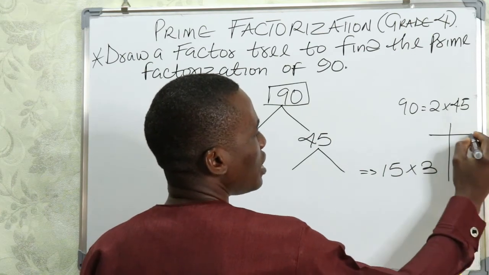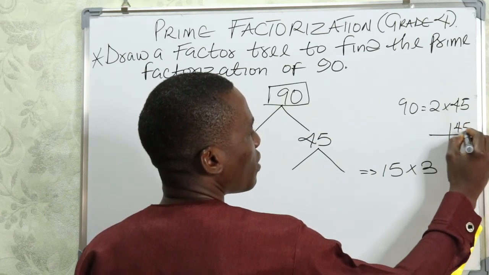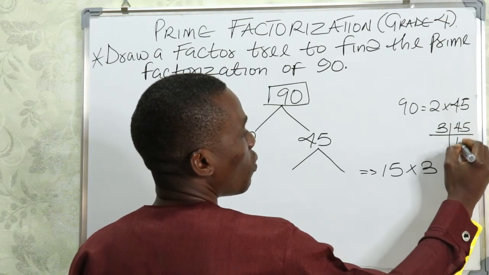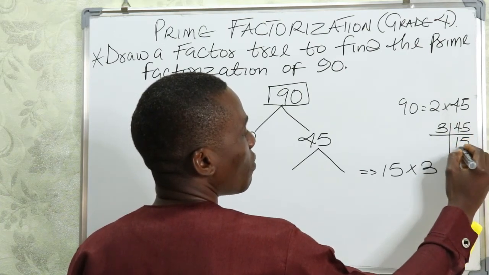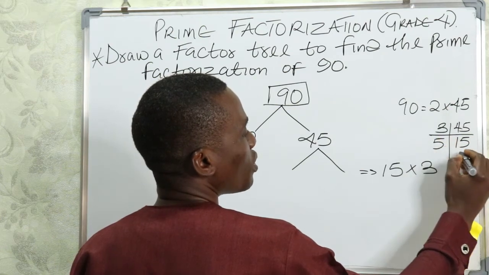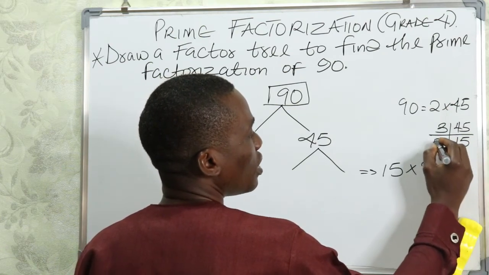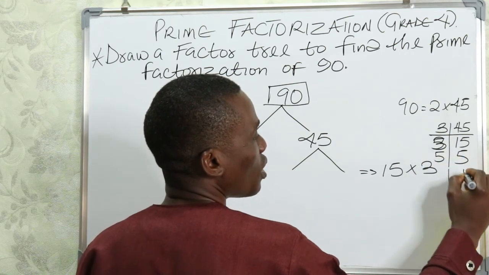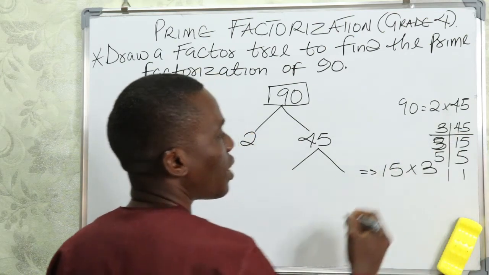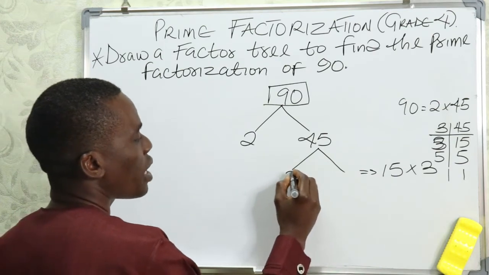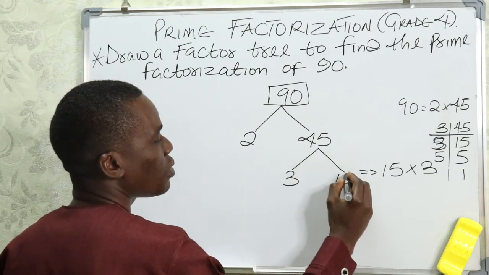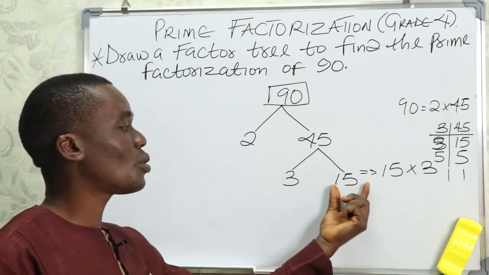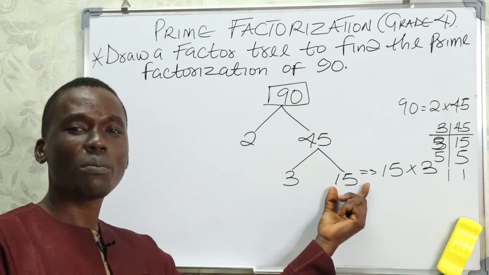When we look at this, we have 45. 3 divided by 45 will give us 1 here, and this will give us 5. 5 here will give us 3, will give us another 5, and 5 will give us 1. So 3 times 5 will give us 15. So we have 3 and we have 15. Now take note, 3 is a prime factor and 15 is not a prime factor.